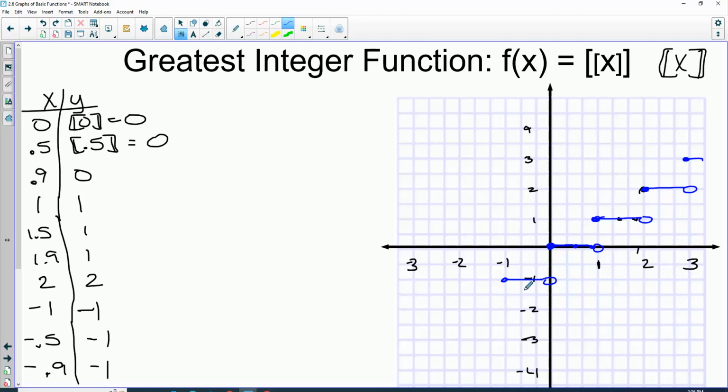So now we can kind of see the pattern. These are like little stair steps. They have a closed circle on the left, an open circle on the right, and then it jumps up. Okay, and it just keeps going. So this is called the greatest integer function. Your range is only the integers. My domain, I can plug in any x, but my range, the answers I get out are only integers.